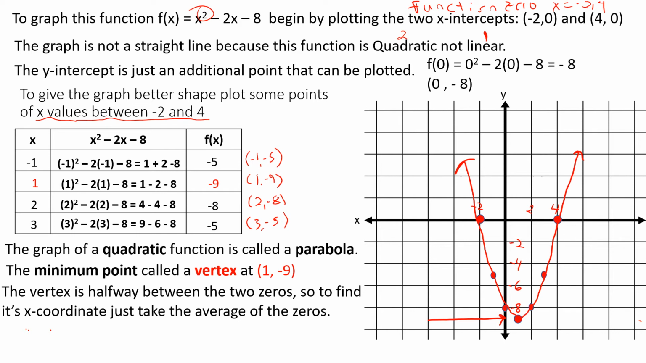The vertex is halfway between the two zeros. So to find its x-coordinate, you just take the average of the two zeros. What do I mean by it's halfway between my zeros?